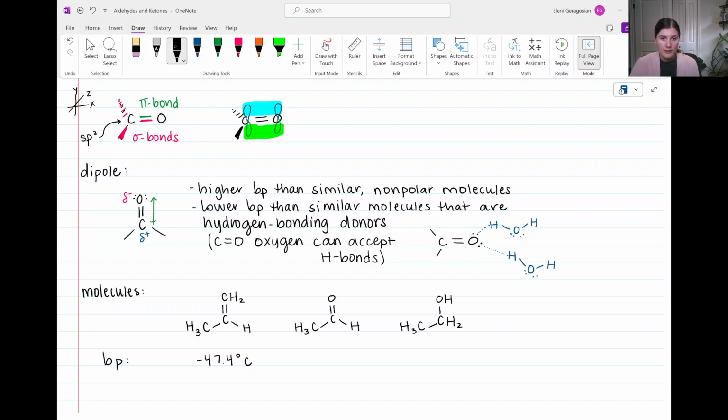For the aldehyde, we'd expect this boiling point to be a little bit higher than the boiling point of propene because we have a dipole interaction now. We have a carbon to oxygen double bond that has a dipole. We have a stronger intermolecular force between aldehyde molecules, and that checks out with the boiling point. This is 20.8 degrees Celsius. And then we have ethanol, which has both hydrogen bonding donor and acceptor abilities. So we'd expect this to have an even higher boiling point, and that is correct. We have 78.3 degrees Celsius.